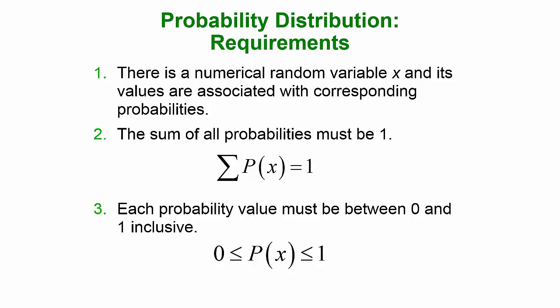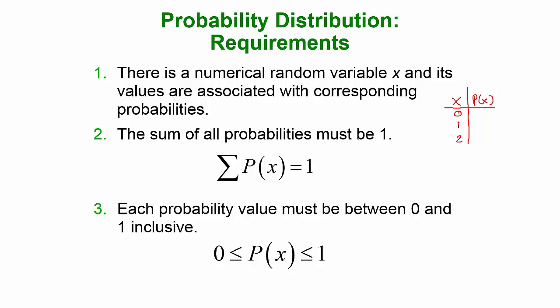So here are the requirements for a probability distribution. There is a numerical random variable x, and its values are associated with corresponding probabilities. When we set this up, we generally have a table where we have x, and x has to be numerical. So we can't have categories here for x. You can have numbers associated with x. The second part of the table is p of x, or the probability of x happening.